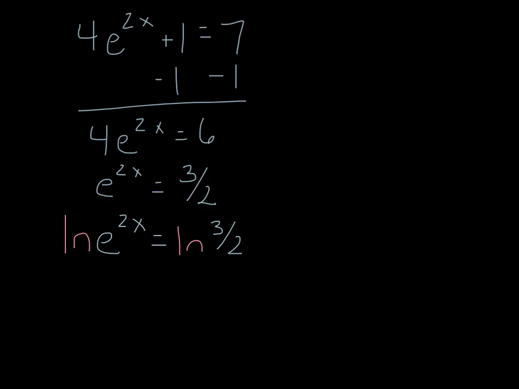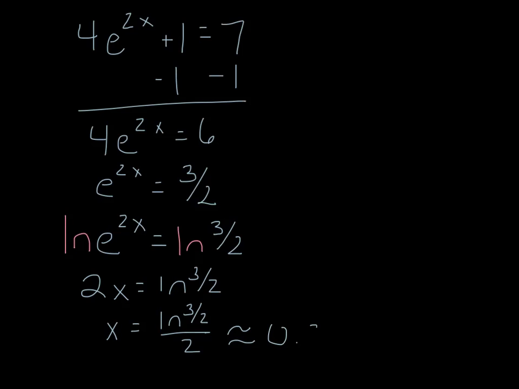So here, on the left side, we're going to just be left with the exponent. 2x equals ln of 3 over 2. Divide both sides by 2. See, that's going to be about 0.202. Okay, we'll take a look at one more equation and then we'll move on to your summary.